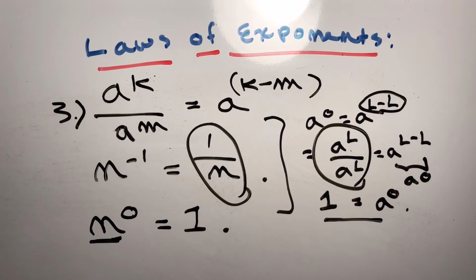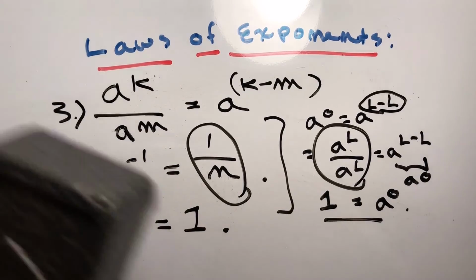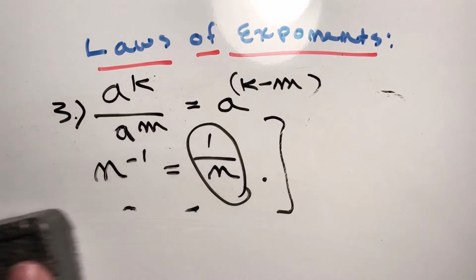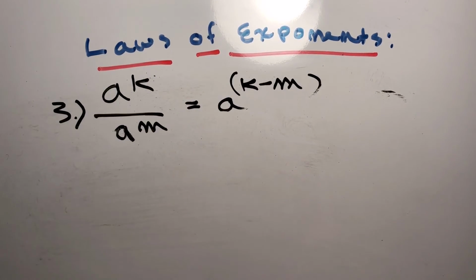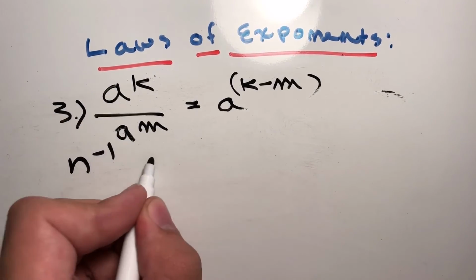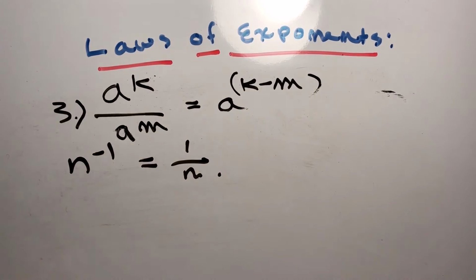Okay, so the next step here now is we have to show that n to the negative 1 is 1 over n. Okay, great. So I'm going to erase this. So we're going to prove that. Okay, how do we prove it?